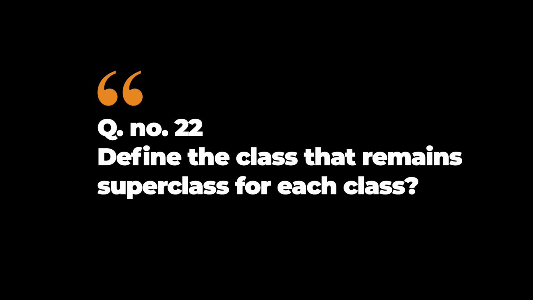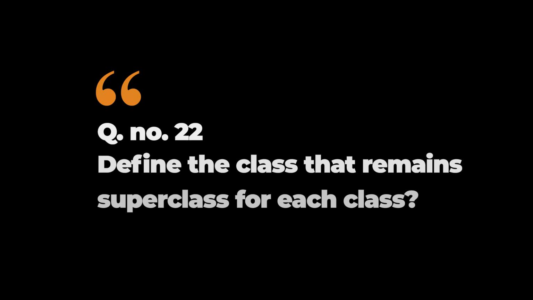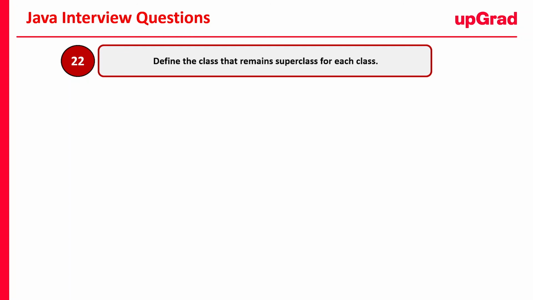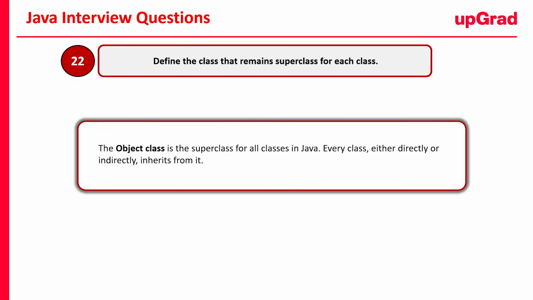Now coming to question number 22, which is, define the class that remains superclass for each class. This is the other way of asking this question. If an interviewer asks define the class that remains the superclass for each class, they are testing your understanding of Java's inheritance hierarchy. A good way to respond is, the Object class is the superclass for all classes in Java. Every class either directly or indirectly inherits from it. It provides essential methods like equals, hashCode, toString and clone, which can be used or overridden by any class. So the answer is the Object class.